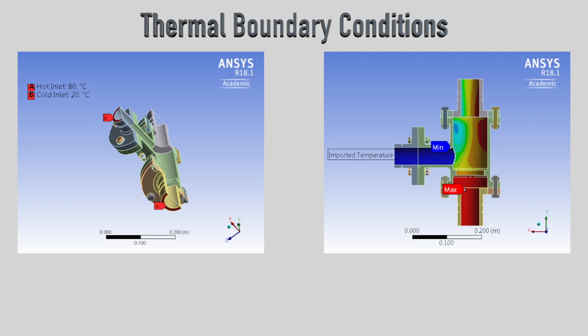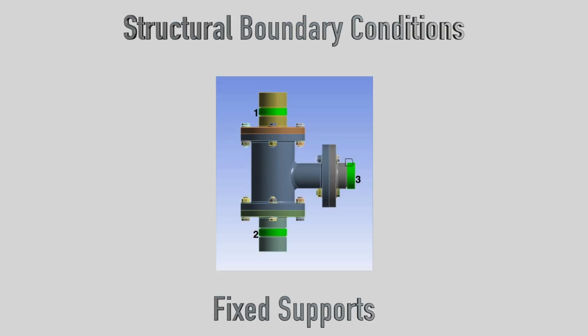Now we'll discuss the boundary conditions in this project. On the left hand side, you'll see our hot and cold inlet that we're applying inside of the thermal boundary conditions. On the right hand side, you'll see the temperature profile that we actually import from ANSYS Fluent into steady state thermal. In addition to the thermal boundary conditions, we also have structural boundary conditions. In this case, we have three fixed supports, 1, 2, and 3, where the pipe T is held in place. In addition to this, we also have the imported loads which we bring in from the thermal and fluid simulations earlier.